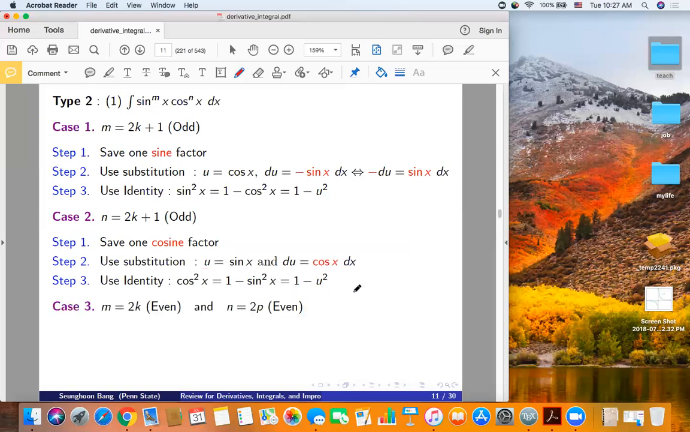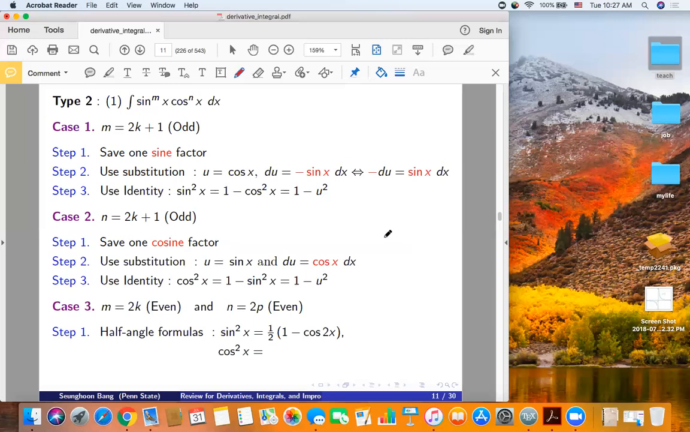Third case: m and n are both even powers. How can you solve it? Step 1, use the half angle formula. What's the half angle formula? Sine squared of x is 1 over 2 times 1 minus cosine 2x.